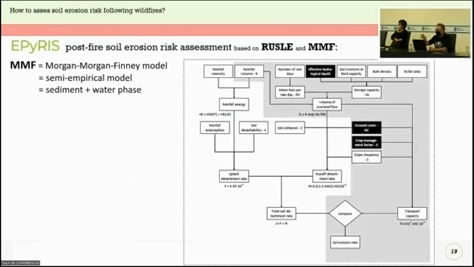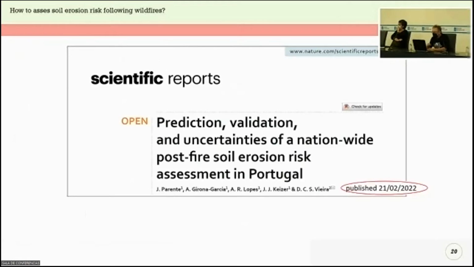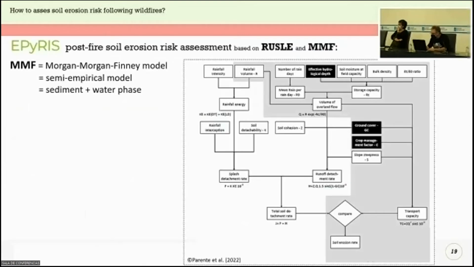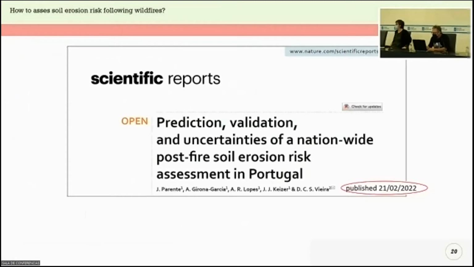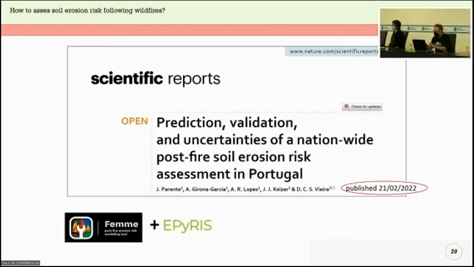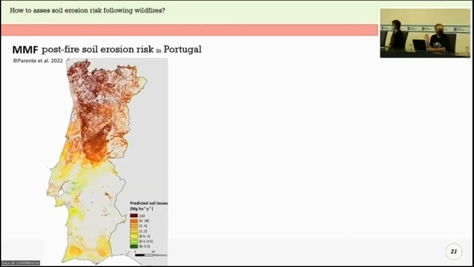And like Alvaro already showed, I'm not going to explain this, of course, but just to give you an idea that a series of comparisons are being done, and that decides then the total estimate. Okay, this scheme comes from a recent paper from our team. Actually, it was published yesterday or the day before yesterday, and this paper is about the application of the MMF model at the scale of Portugal to have a post-fire soil erosion risk map for entire Portugal. Okay. And this was, again, a collaboration between FEM and EPyRIS. So here you have the map.